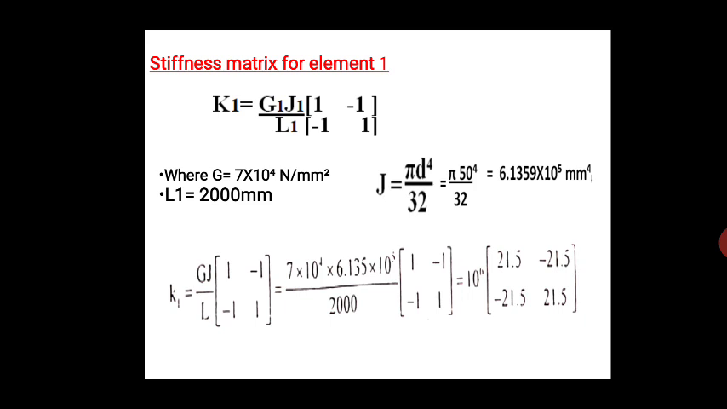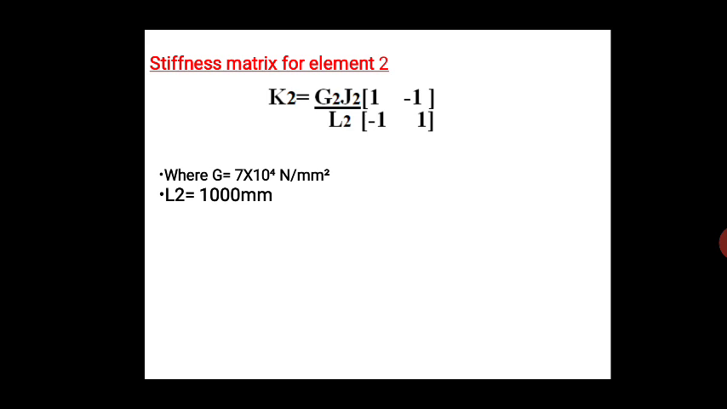This is the element stiffness matrix for the first element. Similarly, the element stiffness matrix for the second element is K2, that we can write as G2 J2 divided by L2 into [1 -1; -1 1]. Since G is common for all the elements, we will take it as 7 into 10 raised to 4 Newton per mm square, and the length of the second element is 1000 mm.